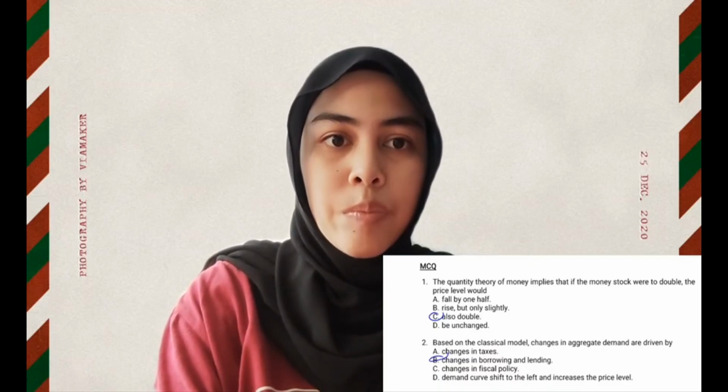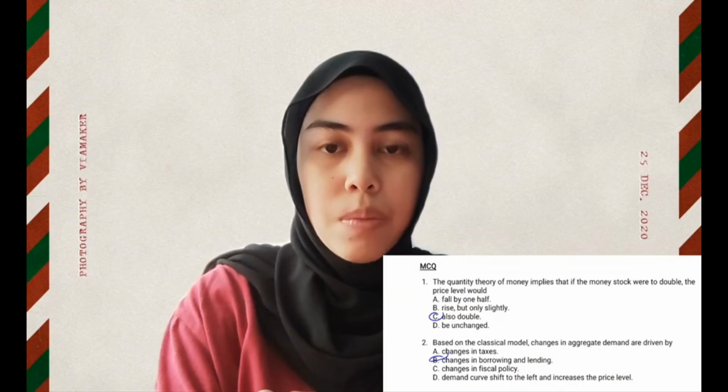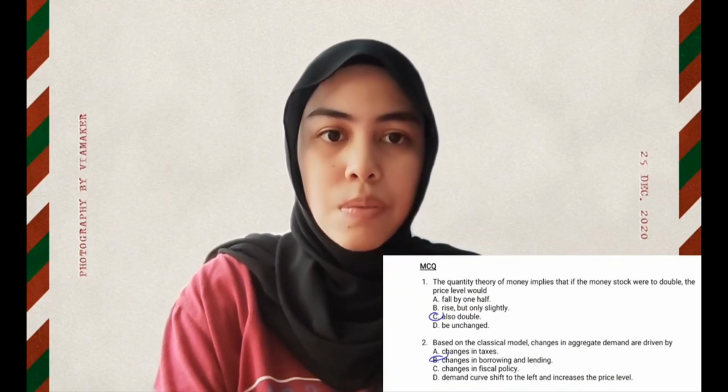The quantity theory of money implies that if the money stock were to double, the price level would... The correct answer is C, also double. This is because according to the quantity theory of money, represented by the equation MV equals PY, where M is the money supply, V is the velocity of money, P is the price level, and Y is the output. If the velocity of money, V, and real output Y remain constant, then any change in the money supply M will cause a proportional change in the price level P. Therefore, if the money supply doubles, the price level will also double.